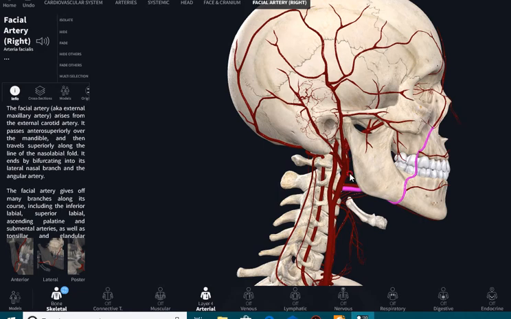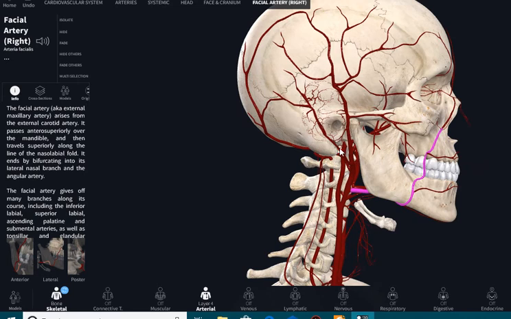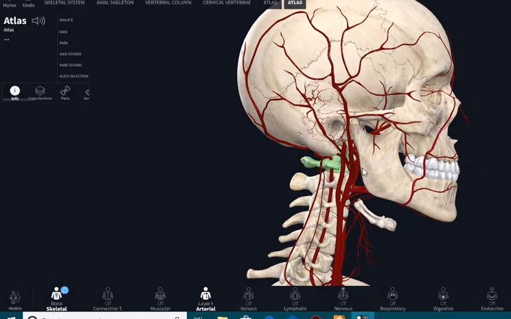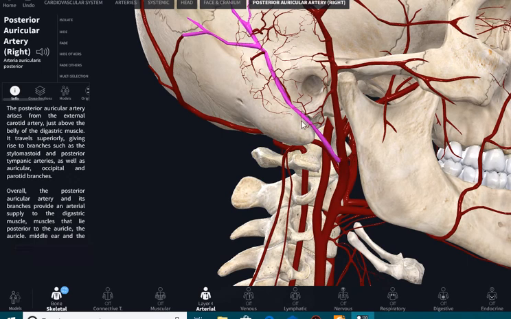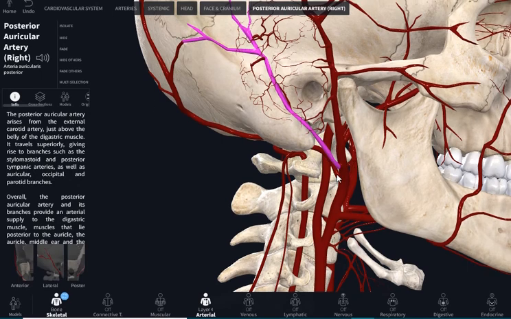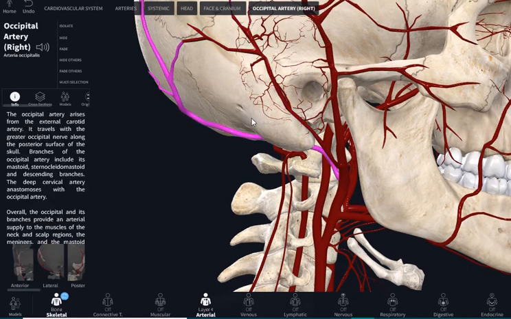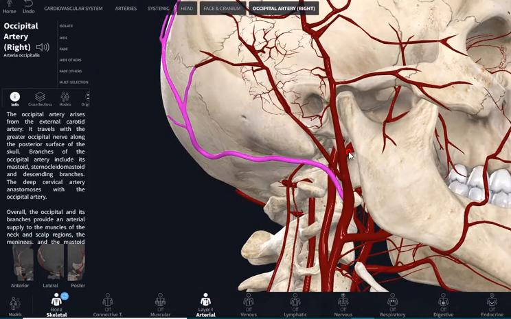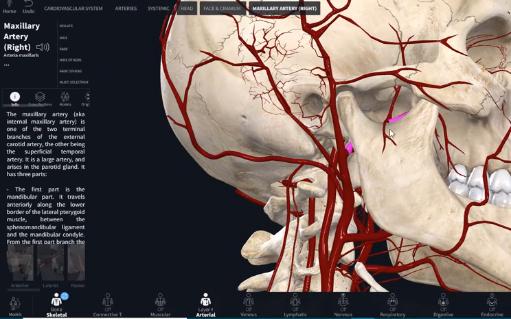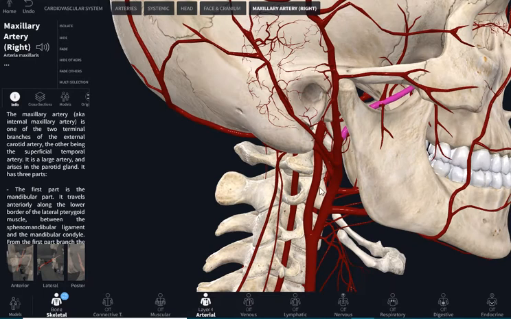So here you can see, if you visualize closely, that this artery here is the posterior auricular. This artery here, which goes to the occipital part, is the occipital artery. So now visualizing here, we see that it's going to be the maxillary artery. Here is the internal carotid artery which enters.